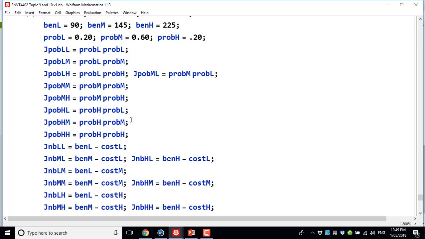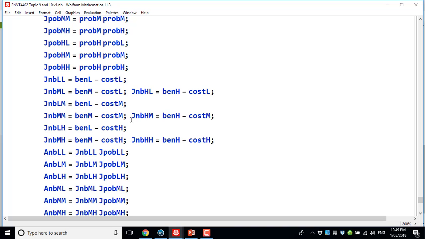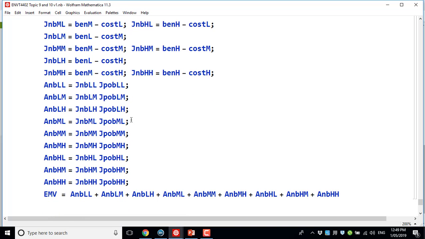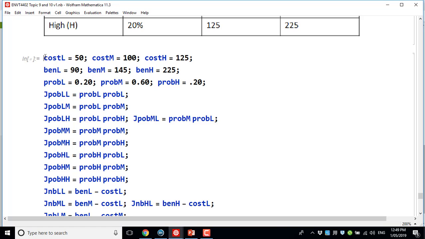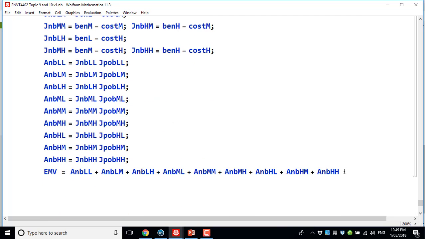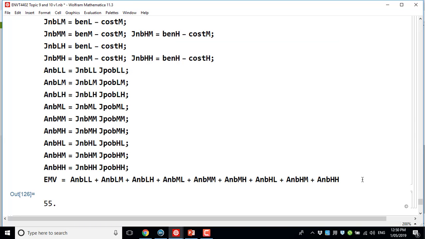So we have these different scenarios. Then we are interested to estimate the benefits, and that's a multiplication of the benefit times the joint probability, and then the expected monetary value. So if I just run it, it should give me 55. That's also in the slide.